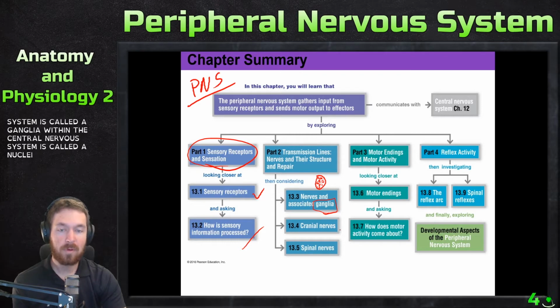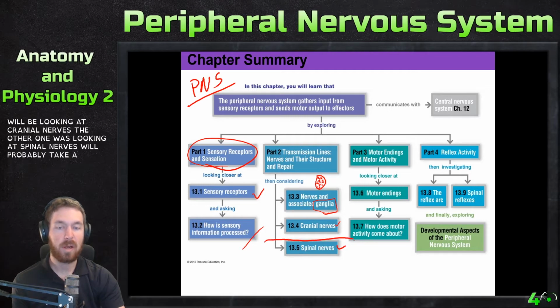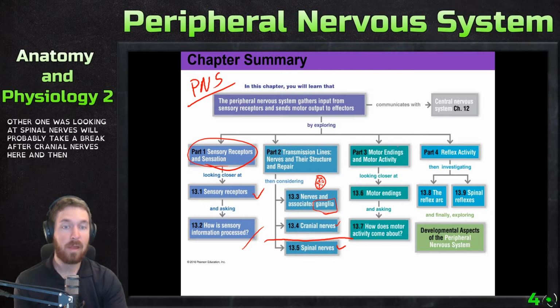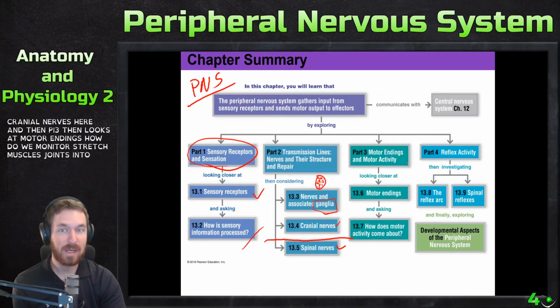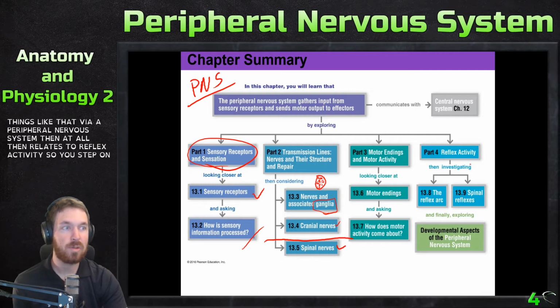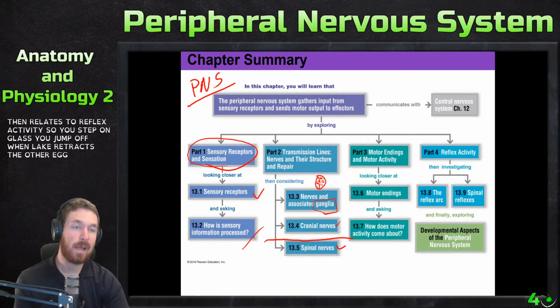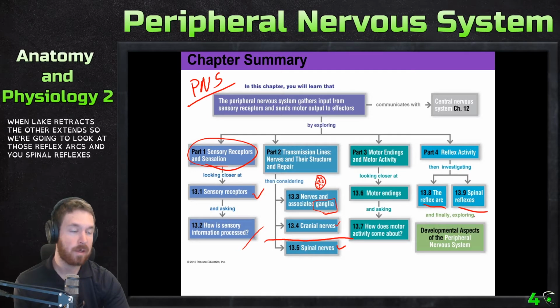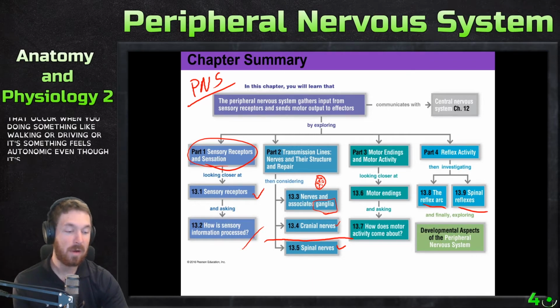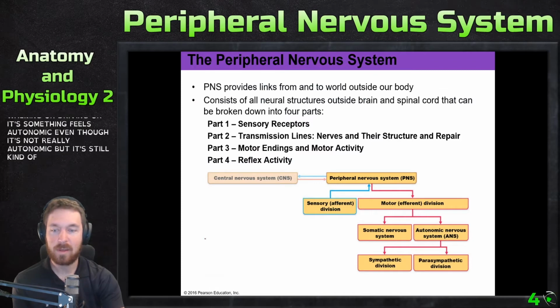Then we'll have two sections here. One will be looking at cranial nerves. The other one we're looking at spinal nerves. We'll take a break after cranial nerves here. And then part 3 looks at motor endings. How do we monitor stretch, muscles, joints, and things like that via the peripheral nervous system? Then that all relates to reflex activity. So you step on glass, you jump off, one leg retracts, the other extends. We're going to look at those reflex arcs and these spinal reflexes that occur when you're doing something like walking or driving, where something feels autonomic, even though it's not really autonomic, but it still kind of is.